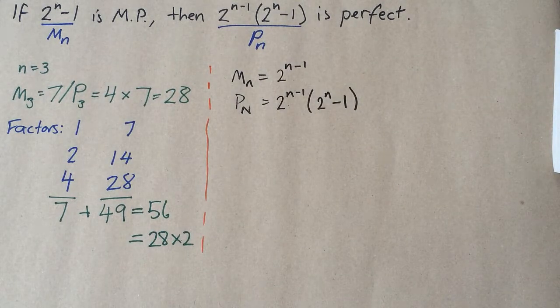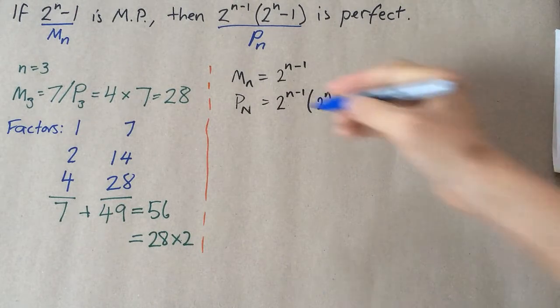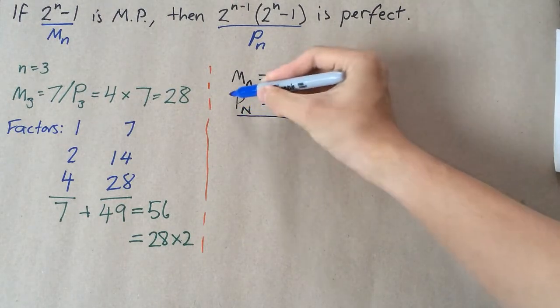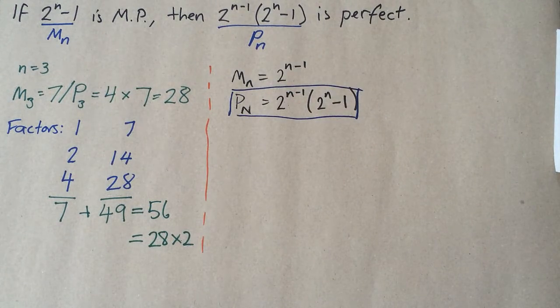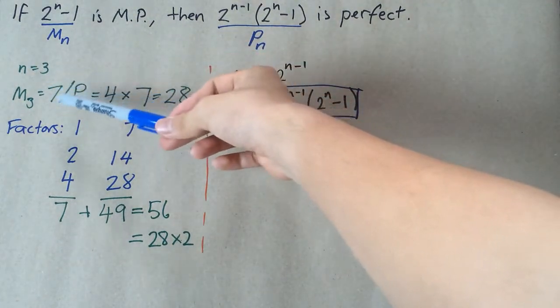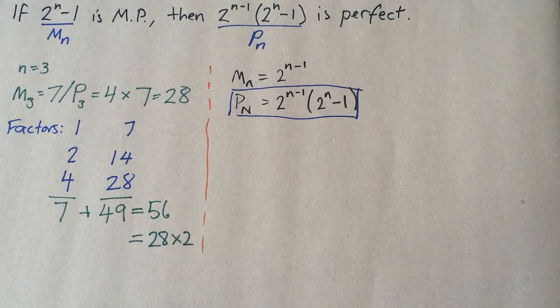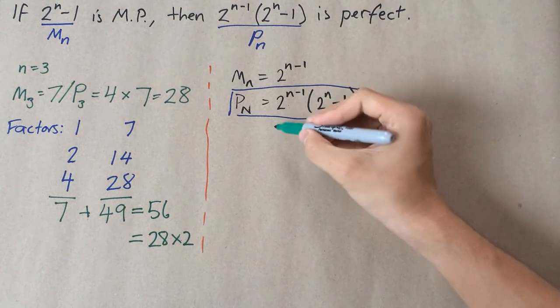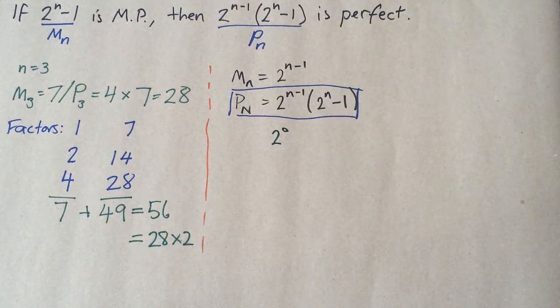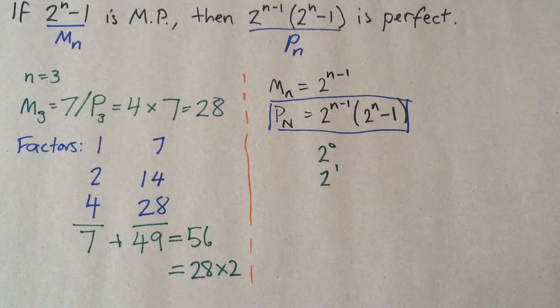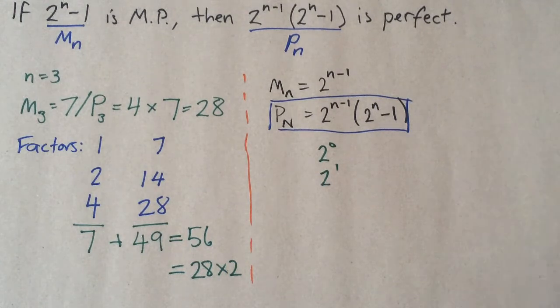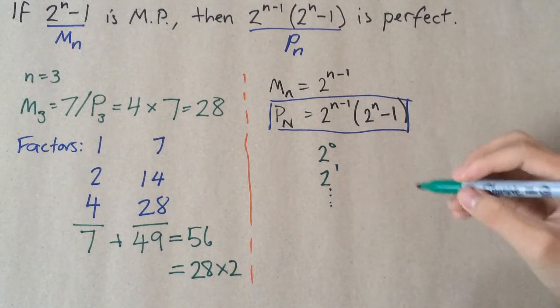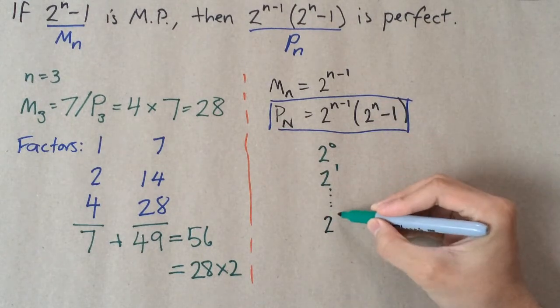First of all, we look at the factors of the perfect number. First we look at the factors of this bit, like what we did with the 4 times 7. We actually looked at the factors of 4 first. We look at the factors of 2 to the power of n minus 1. So what do we have? We have 2 to the power of 0, which is 1, because 1 is a factor of pretty much every whole number. Then apart from 1, we have 2 to the power of 1, we also have 2 to the power of 2, etc. until 2 to the power of n minus 1 itself.